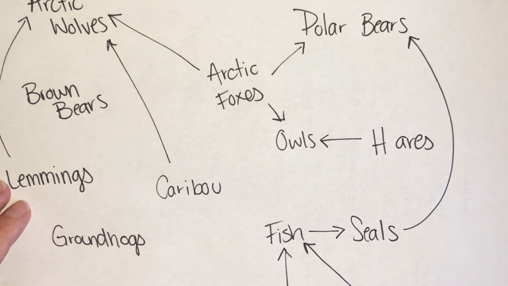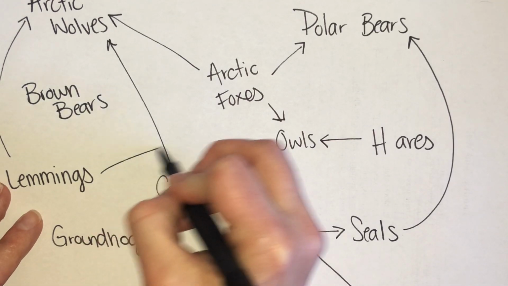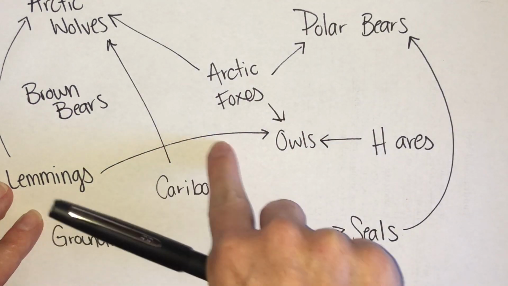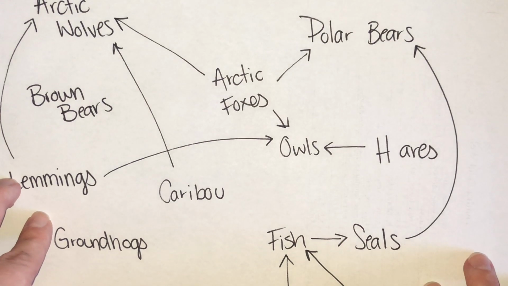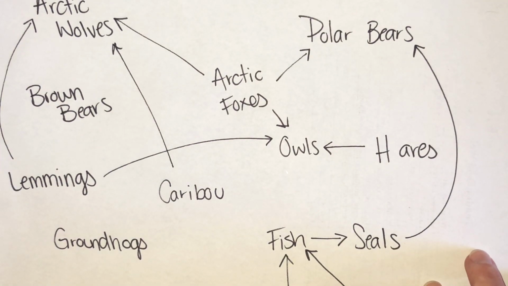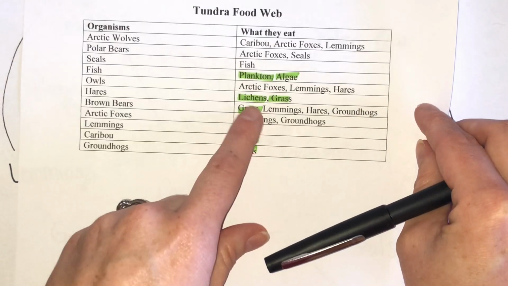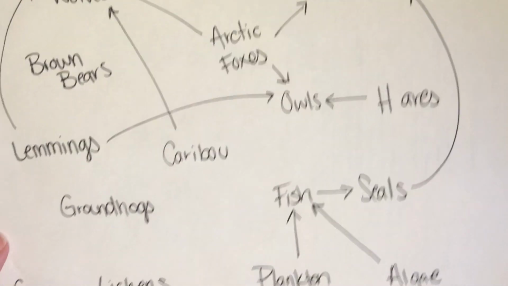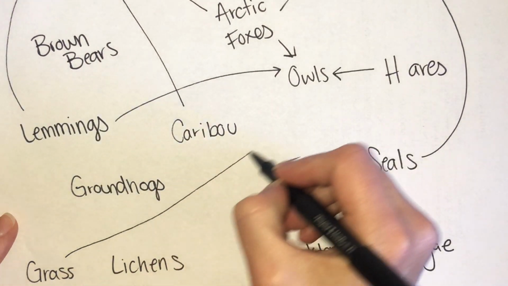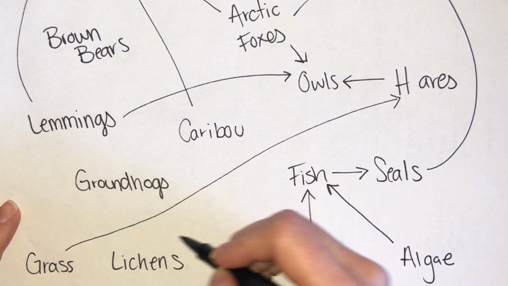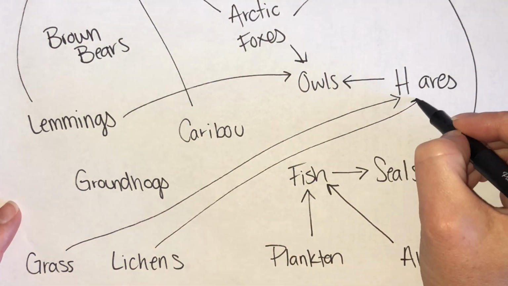And I'm missing lemmings. So the lemmings, I'm going to do that. Now it's okay that these crossed, especially the more organisms you get in a food web, the messier it gets, so that's okay. Next, I have hares eat lichens and grass. So here's our grass and our lichens.